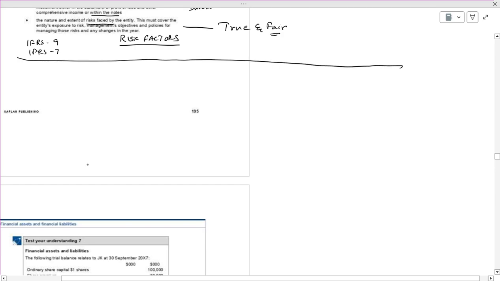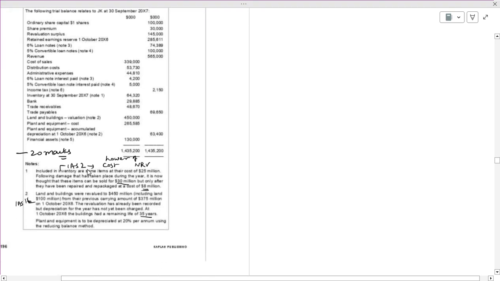This is what it says. First we will do workings. Working one. We go with the working. Inventory. How much is the inventory? Inventory has some items. How much is the inventory given in the trial balance? Check.